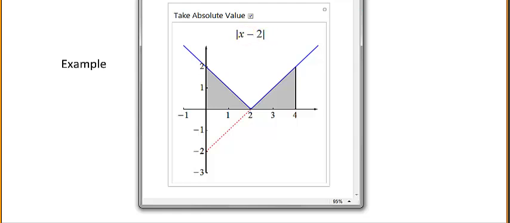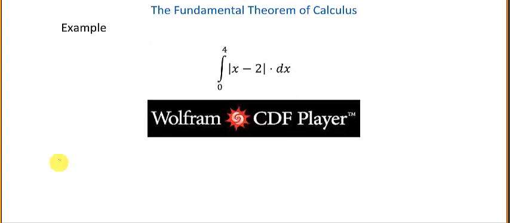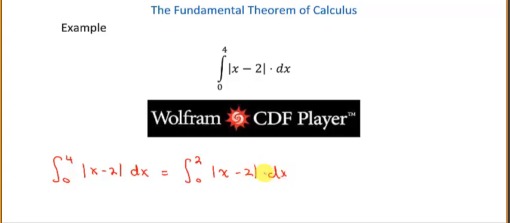So let's take a look at how we calculate this. This integral from 0 to 4 of the absolute value of x minus 2 times dx is equal to the integral from 0 to 2 of the absolute value of x minus 2 dx plus the integral from 2 to 4 of the absolute value of x minus 2 dx.